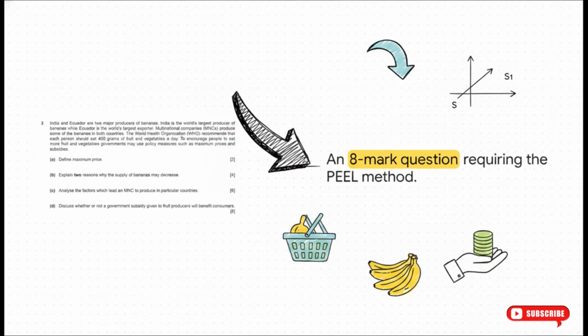Explain the mechanism. Lower costs shift supply outwards. Give the example. Banana prices dropping in local grocery stores. Then link it back. Explain how this specifically benefits consumers' overall purchasing power. Build one PEEL paragraph for the benefits and another one for the drawbacks. And boom, you have perfectly structured an 8-mark answer.